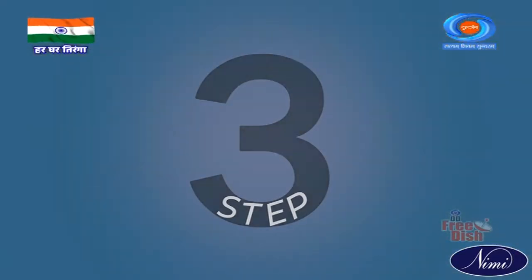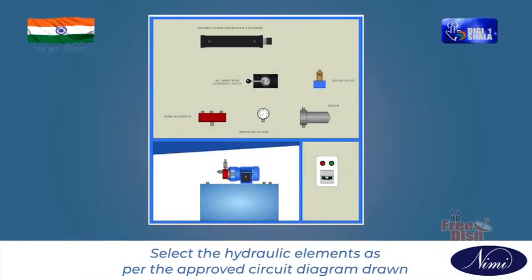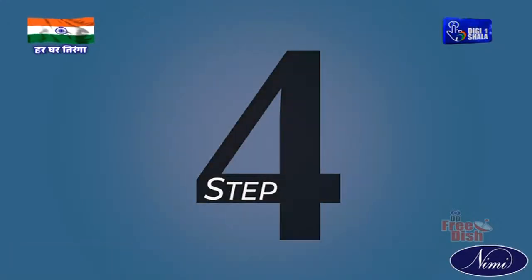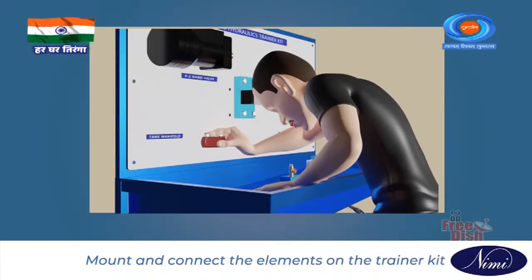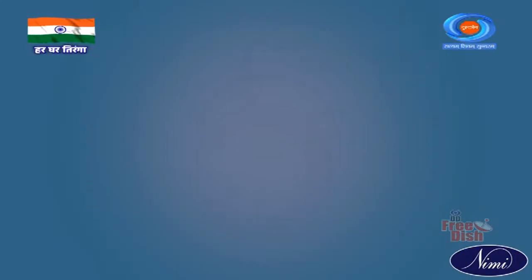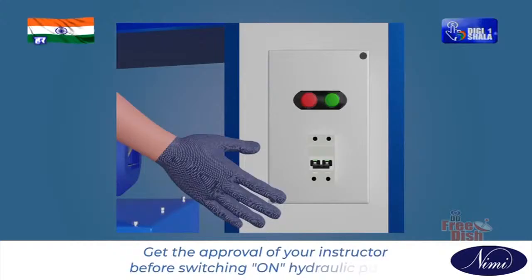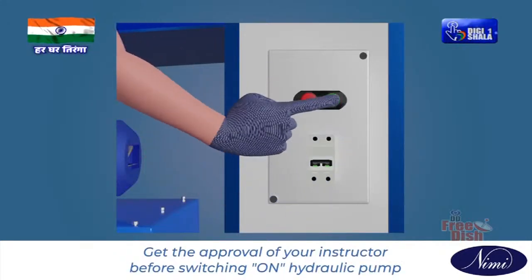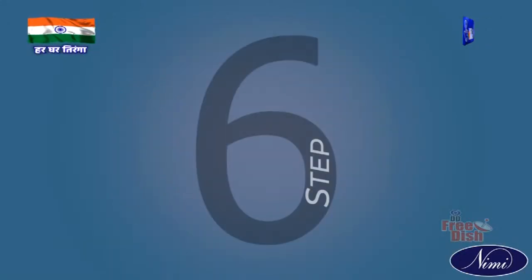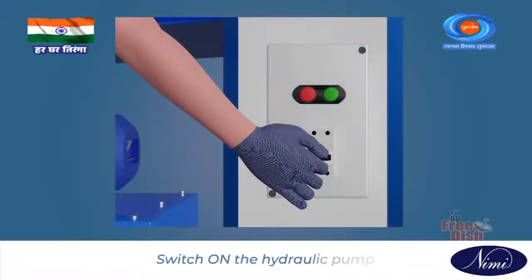Step 3. Select the hydraulic elements as per the approved circuit diagram drawn. Step 4. Mount and connect the elements on the trainer kit. Step 5. Get the approval of your instructor before switching on hydraulic pump. Step 6. Switch on the hydraulic pump.